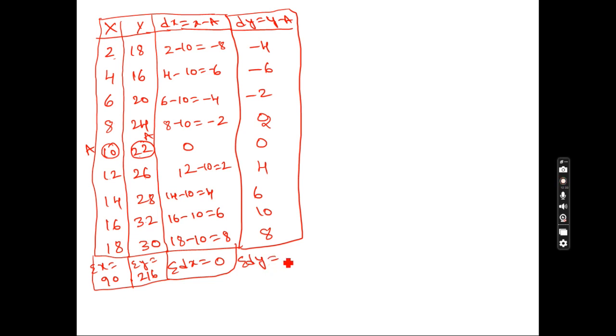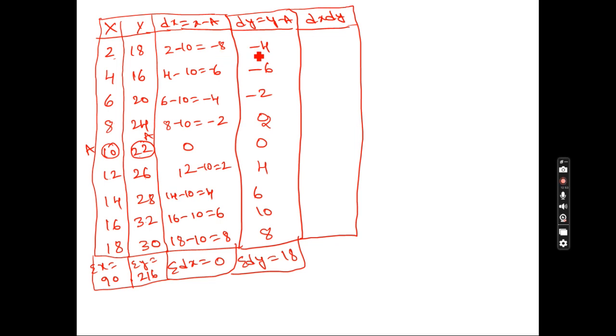So do the total of dy. What is the total of dy you are getting here? Just do the total, now you will get answer 18. So these are the things you are getting. Now as per the formula, what is required? dx into dy we have to do. So both the columns, whatever you did, we have to multiply individual dx and dy, both we have to multiply.